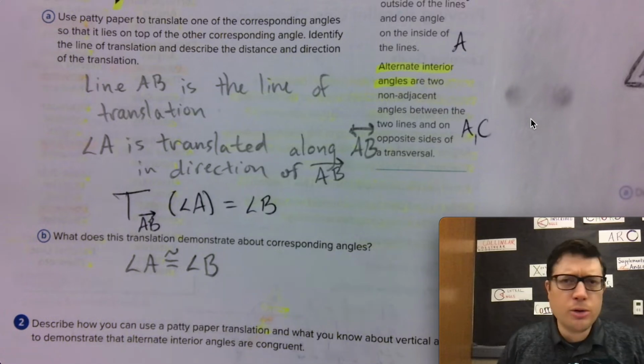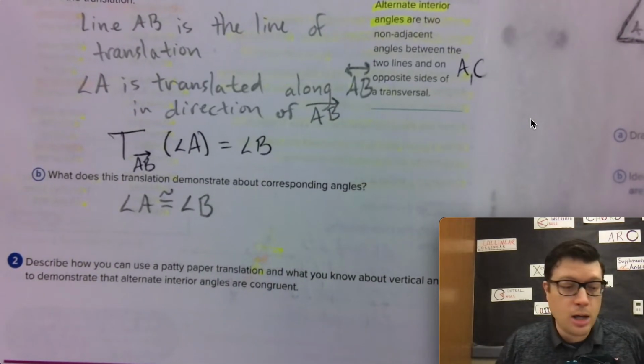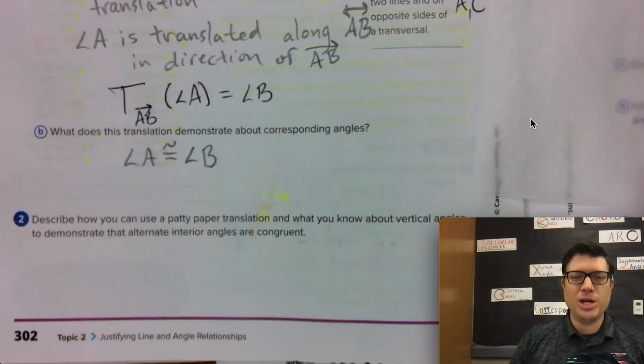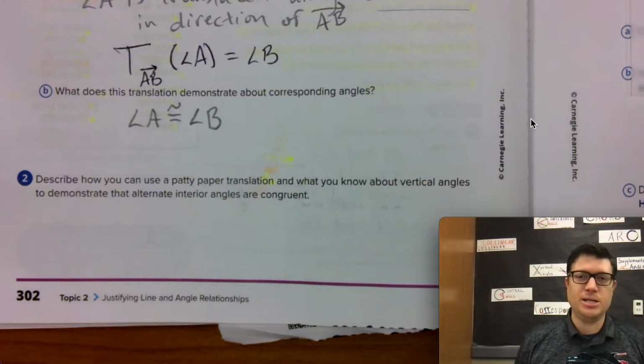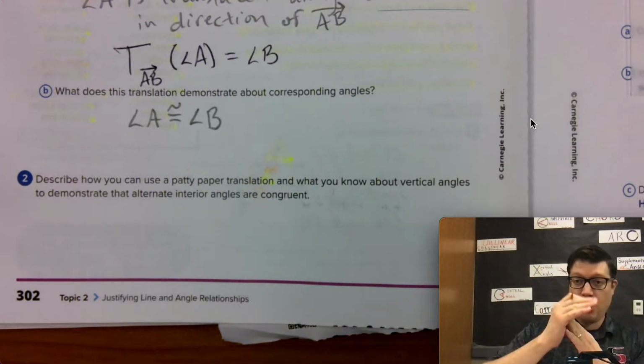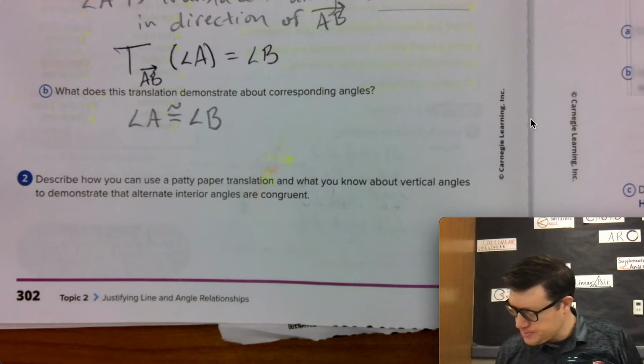Which angle in the diagram is congruent to angle B? Angle A. Why is that the case? Because translations preserve distance, and translations preserve how big an angle's measure is.